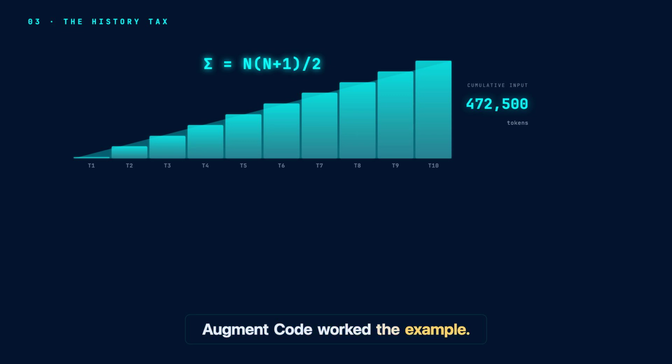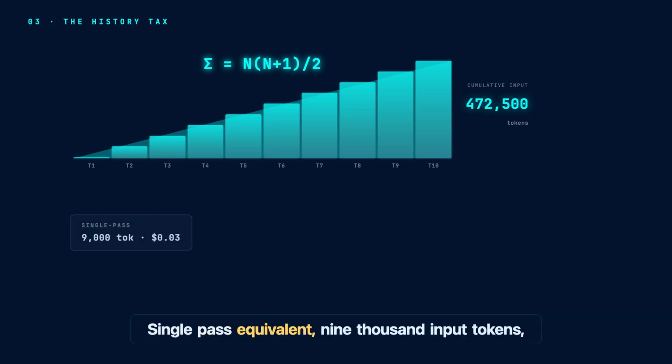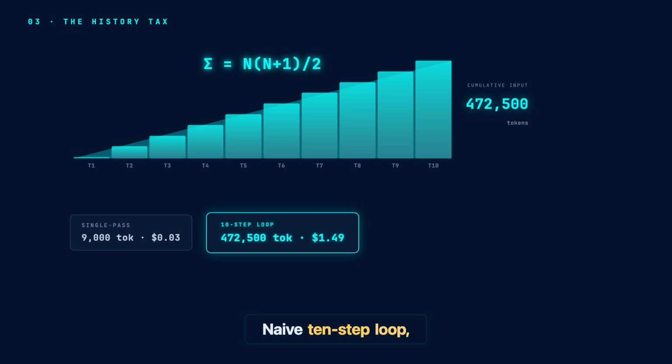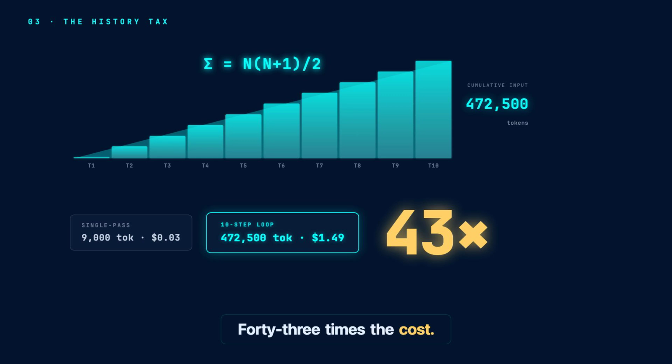Augment Code worked the example. 10 turns of a normal file reading agent. Sonnet 4.6. System prompt 1000 tokens. Each tool result 8000 tokens. Single pass equivalent? 9000 input tokens, 3 cents. Naive 10-step loop? 472,500 input tokens, $1.49. 43 times the cost. Same task, same model. And here is the receipt that lands it.